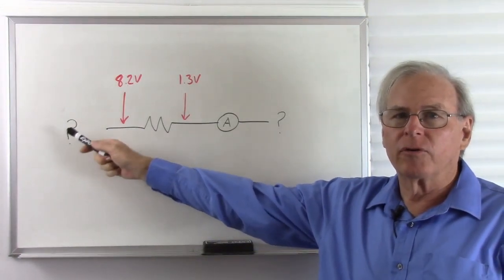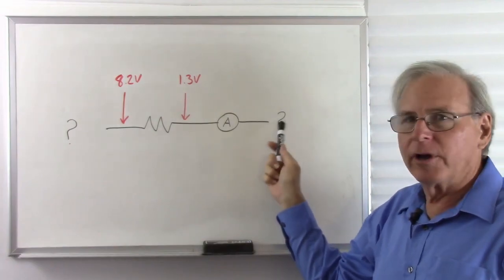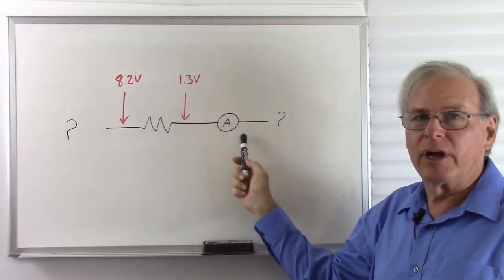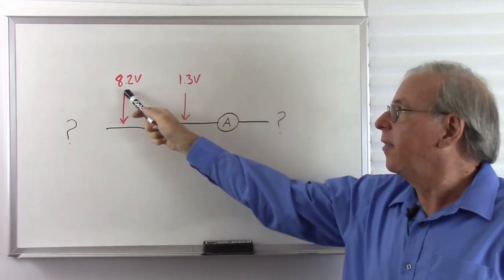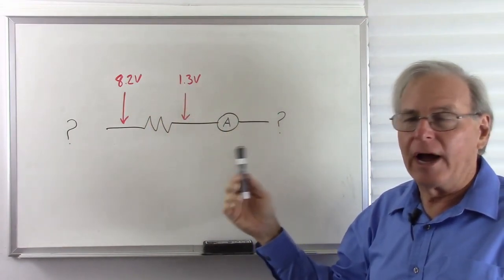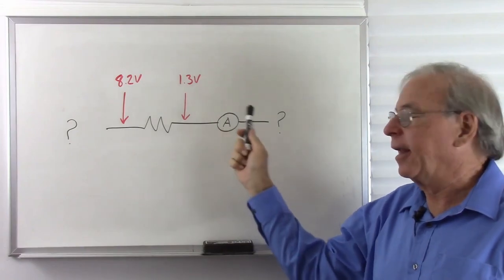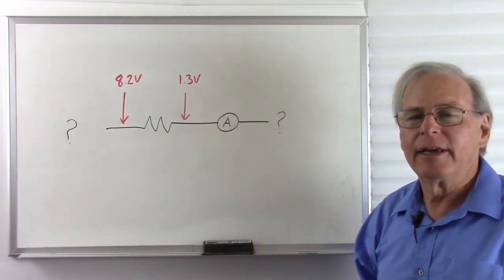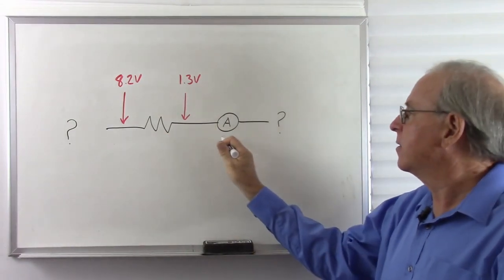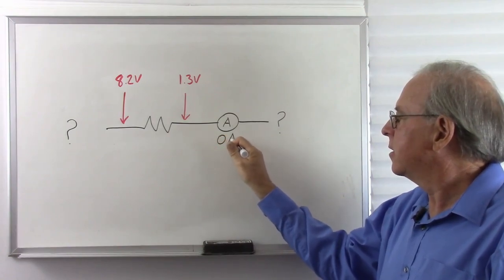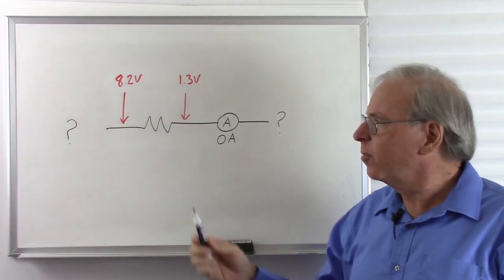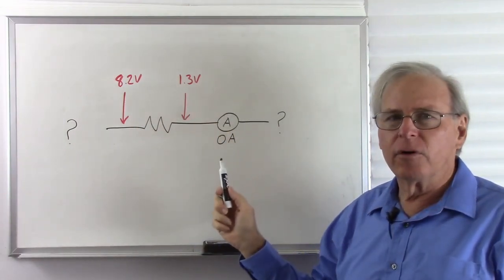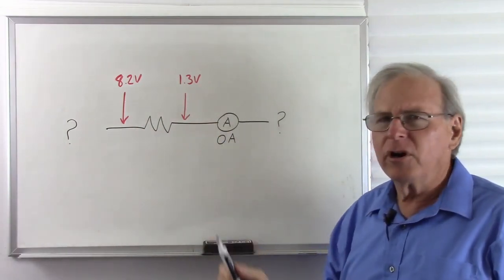Once again, we don't know what's going on here. Unknown resistance, unknown current. We do know these two voltages and they're different. Therefore, I must have current and I must have resistance, correct? So let's see how much current we do have. Oh, 0 amps, is this possible? I have a difference in voltage, but there's no current.